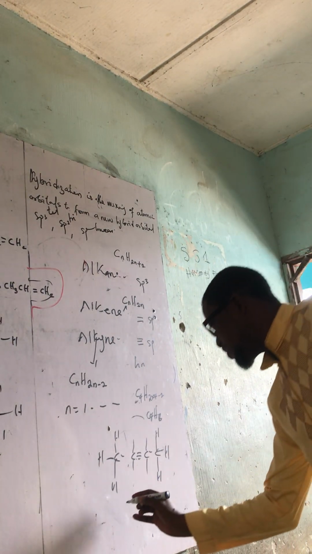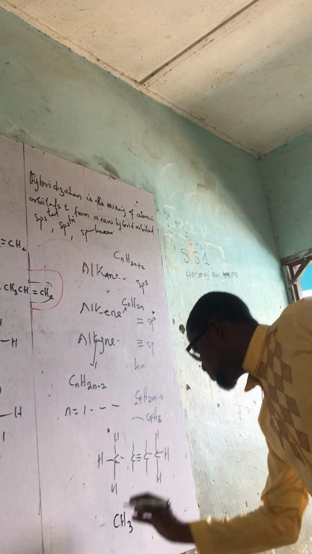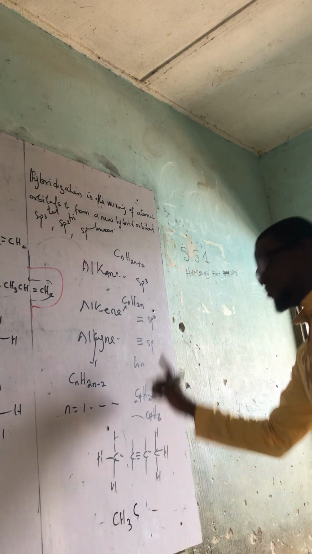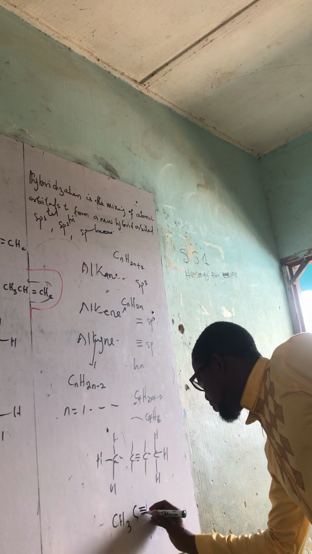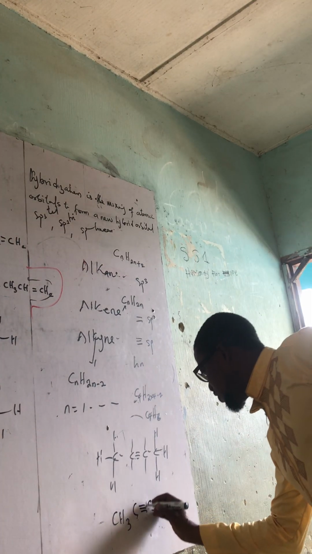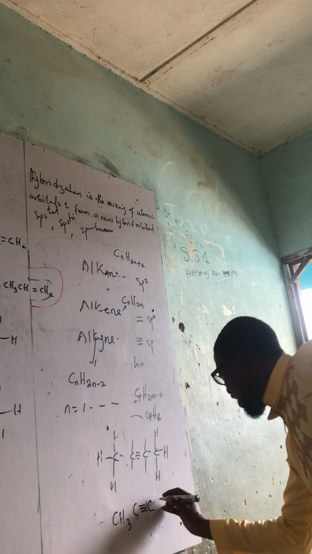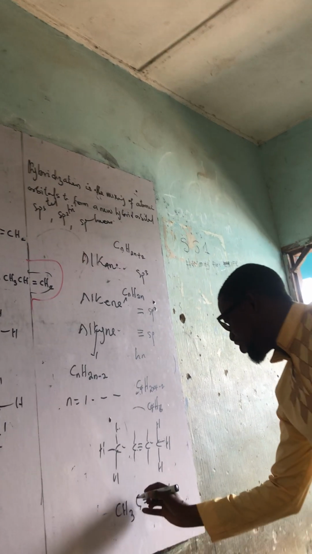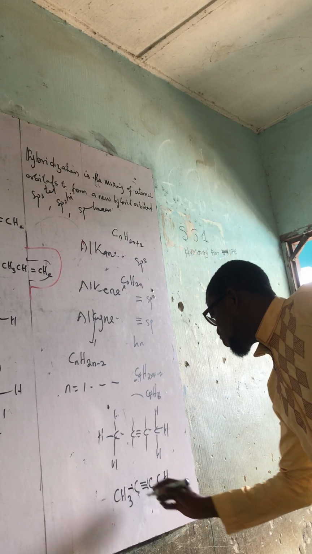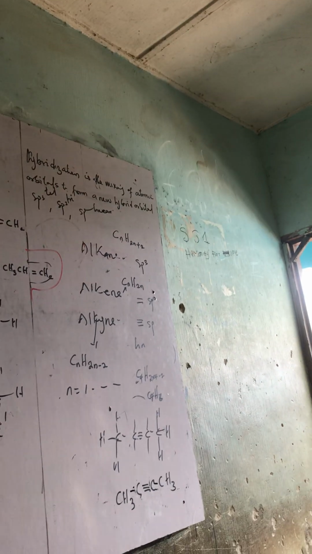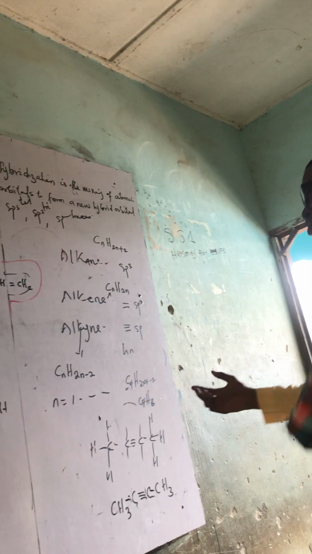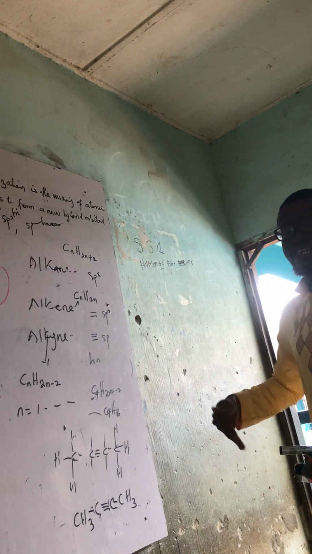I can as well rewrite this as CH3, then I have C, then I have the triple bond, then I have another what? C, then I have CH3. So CH3, then C, the triple bond, C, and another CH3. So it's very simple. What you just need is to read to understand the basics.